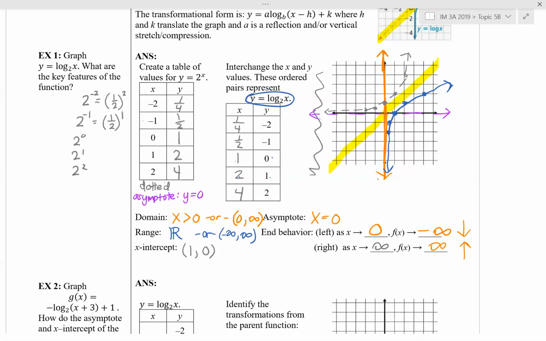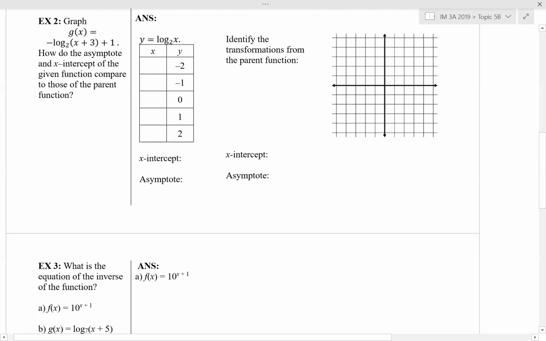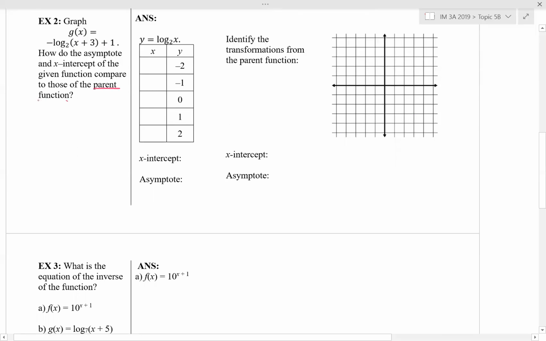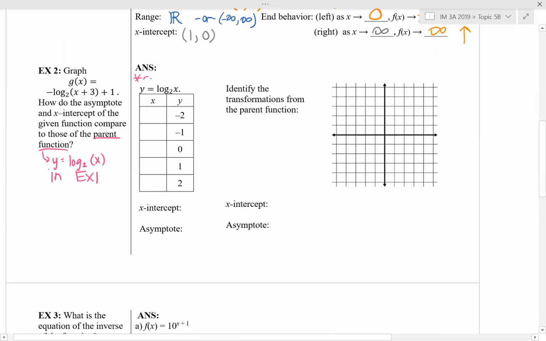What we're going to look at in example 2 is what happens when I now do transformations on that logarithmic function. So for this next problem, we have g of x equals negative log base 2 of x plus 3, plus 1. And so we're going to talk about how the asymptote and x-intercept of the given functions compare to the parent function. So the parent function is the function y equals log base 2 of x, which is in example 1. So when I'm thinking about the parent function, I'm just going to copy this table from above.